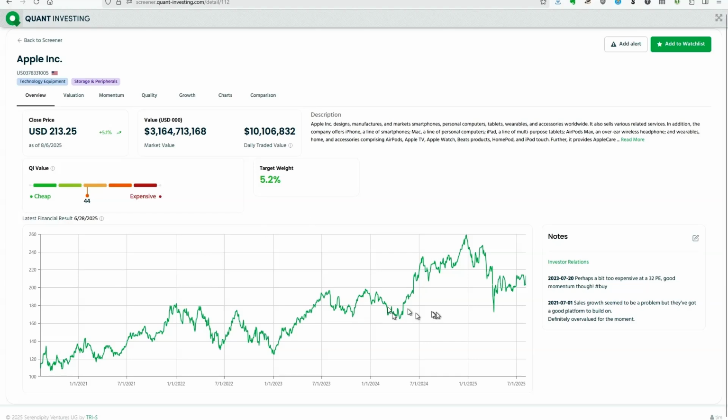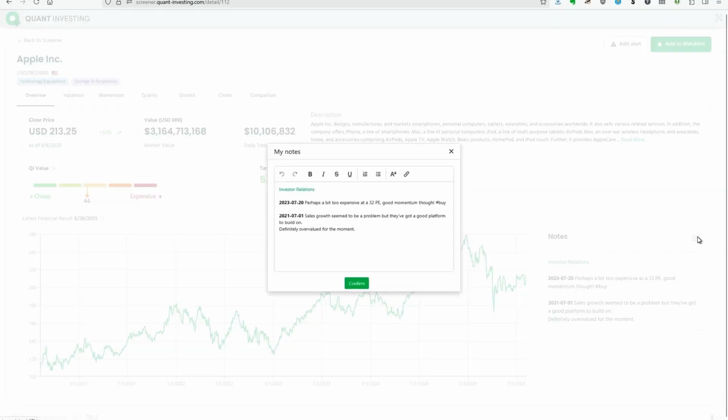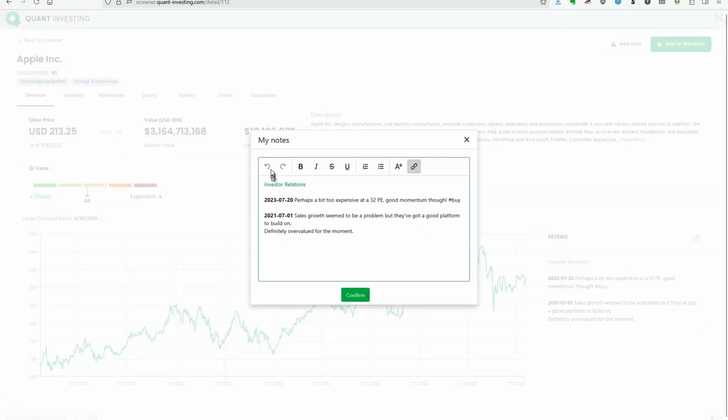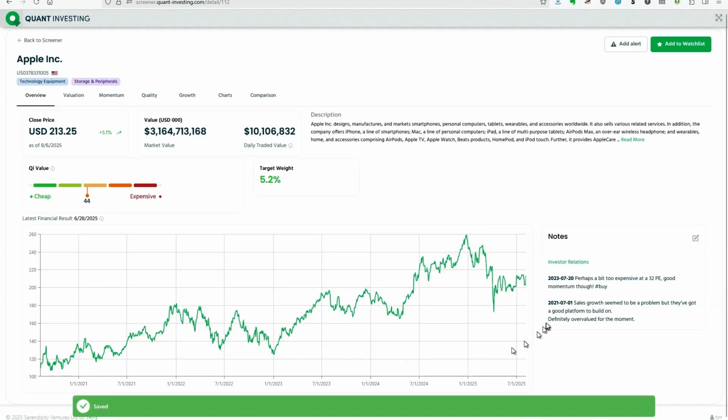Here's a 5-year price chart just to give you an idea of what the stock has done over the last 5 years. And here is a notes field that you can use yourself. Just click on it. You can add your own note. Here's a bit of formatting that you can add, including hyperlinks. So if you have a hyperlink here, you can just click on it.